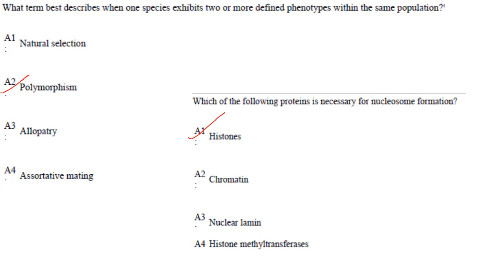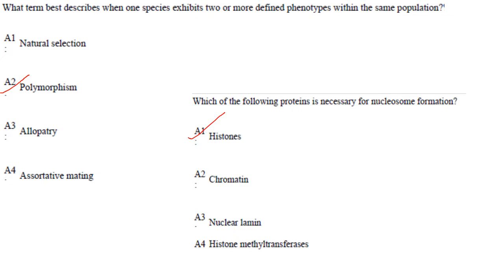What is allopatry? Allopatry is a mode of speciation that results in two separate populations because of geographical isolation, and this isolation prevents or interferes with the gene flow. Then assortative mating is a mating pattern and a form of sexual selection in which individuals with similar phenotypes or genotypes mate with one another more frequently than would be expected under a random mating pattern. That is assortative mating. So the answer here is polymorphism.